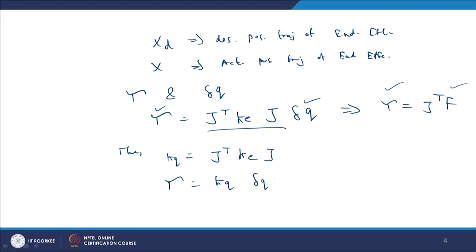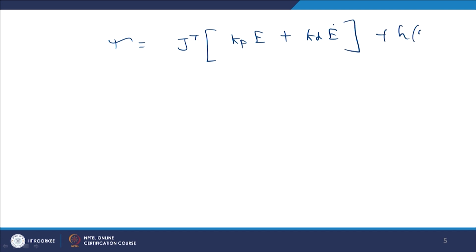When we have the impedance control implemented on the manipulator, the control law will take the form tau equal to J transpose into Kp into error plus Kd into error dot plus gravity portion G of q, where the error e is given by xd minus x, where xd represents the desired trajectory of the end effector and x is the actual trajectory of the end effector through the deformable environment.